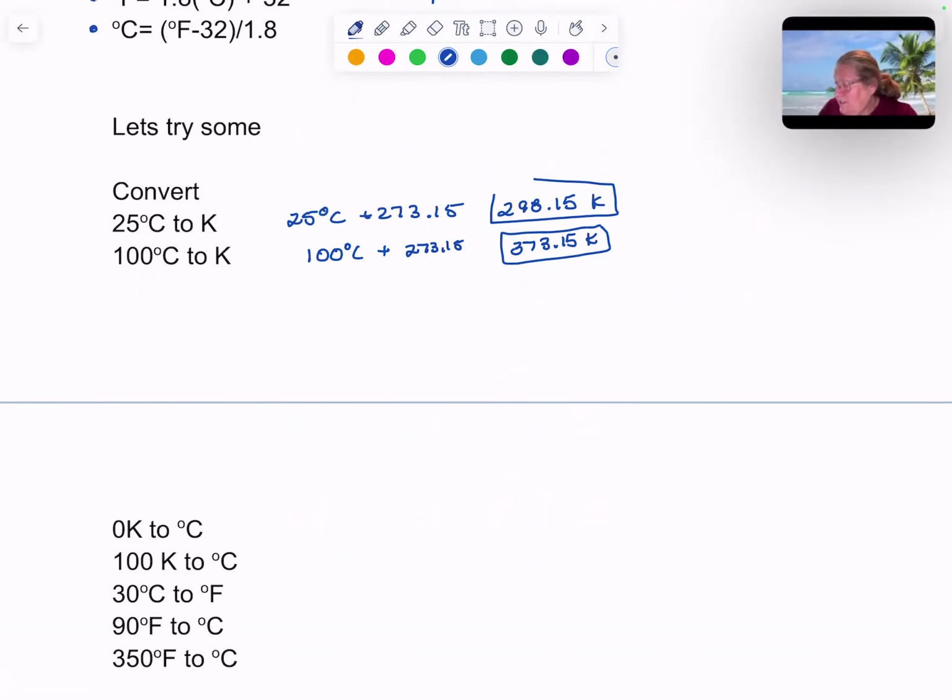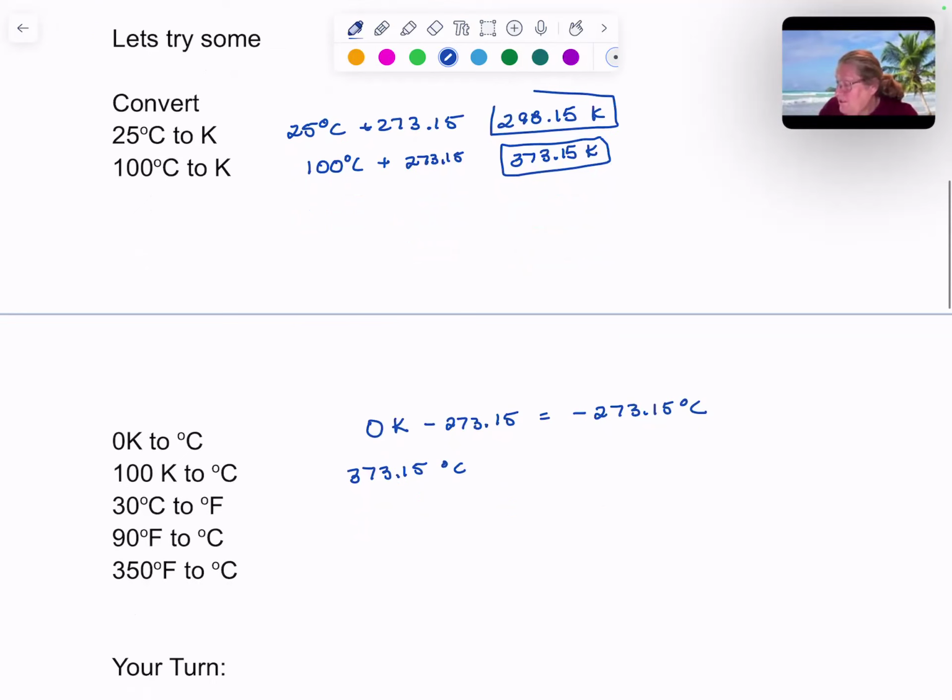Zero Kelvin to degrees Celsius. Well, 0 K, we're going to subtract 273. So it's going to give you a negative 273.15 degrees Celsius. 100 Kelvin to Celsius. Well, now you probably already can do that one in your head. That's going to be 373.15 degrees Celsius.